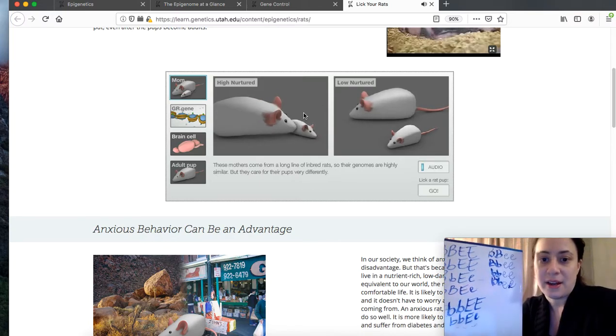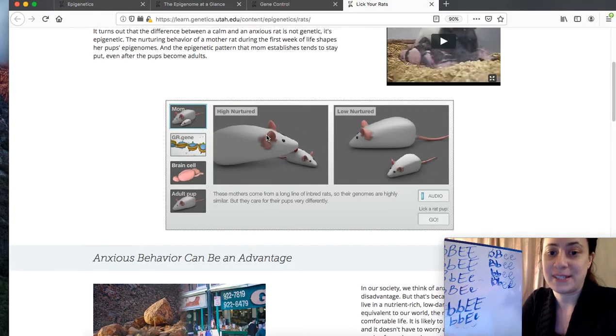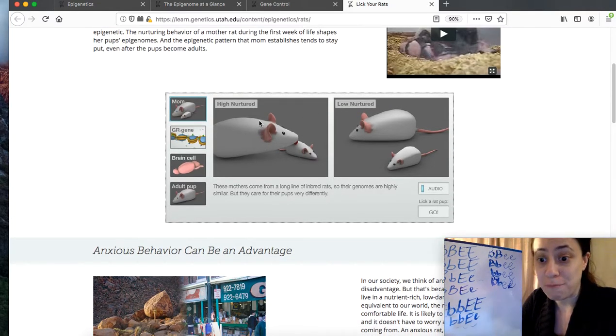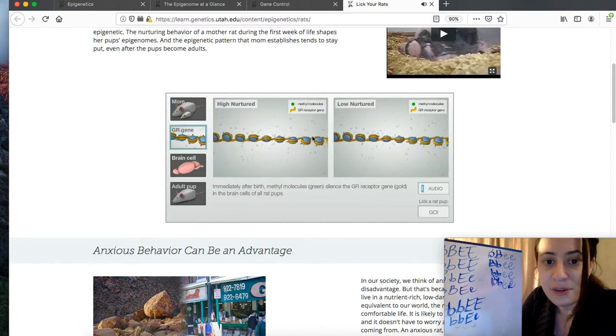So what you see here is that there's two rat pups. There's a rat pup that's highly nurtured and a rat pup that's low nurtured. And so the difference is that the high nurtured rat mom is devoting a lot of attention to her baby. And the other one is not devoting as much attention to her baby. So what do we mean by the epigenome? Well, let's take a look closer because this is what's happening in the environment, but let's take an even closer look. So here is the epigenome.